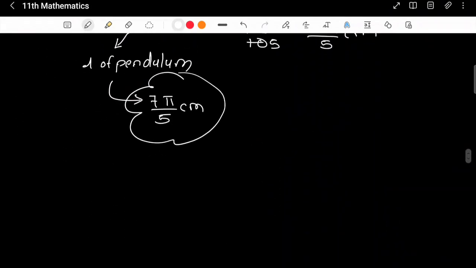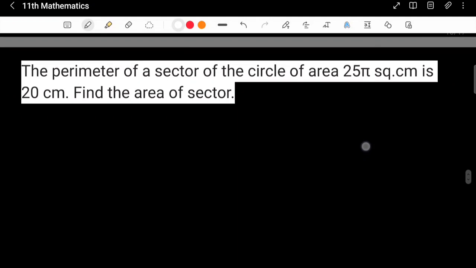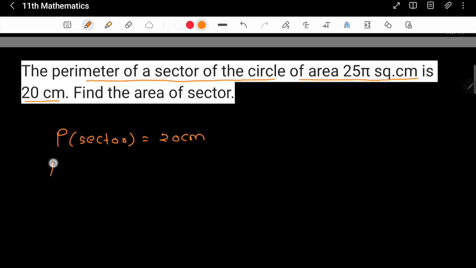Let's move towards the third question. Now, this is a good question. It is given that the perimeter of the sector of the circle of area 25 pi square centimeter is 20 centimeter. So what is given? It is given that the perimeter of the sector is equal to 20 centimeter and the area of the circle is equal to 25 square centimeter.